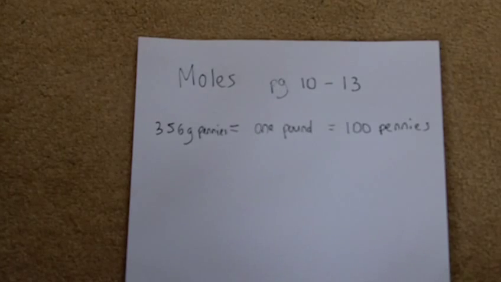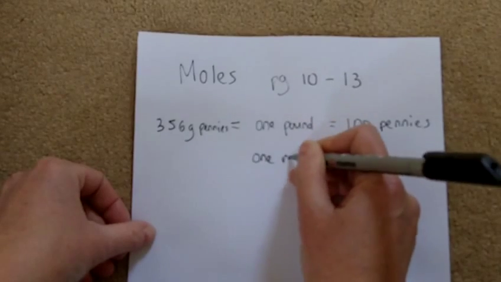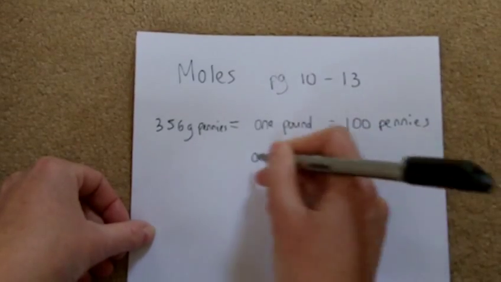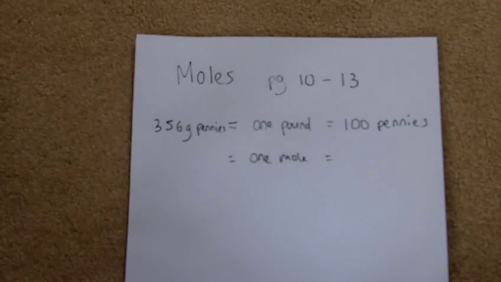And this is exactly the same with atoms in chemistry. Atoms are so small that we don't count the atoms. Instead, we have something called a mole. One mole is the amount of substance. We'll do the definitions in a moment. One mole is just an amount of substance.